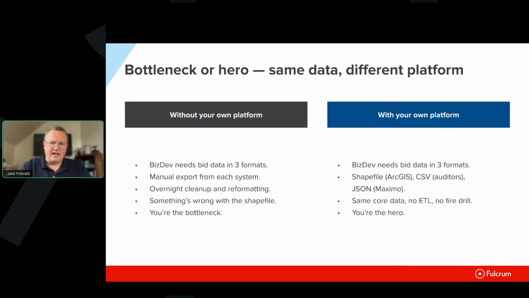If you have your own platform, then BizDev can get that information from you in whatever formats they need. And maybe they won't want all of this data in this format, but whatever it is they're looking for, you'll be able to provide it to them. It's the same data that you provide to your clients, and it's in formats that are as easy to get as they were when you were giving them to your clients.